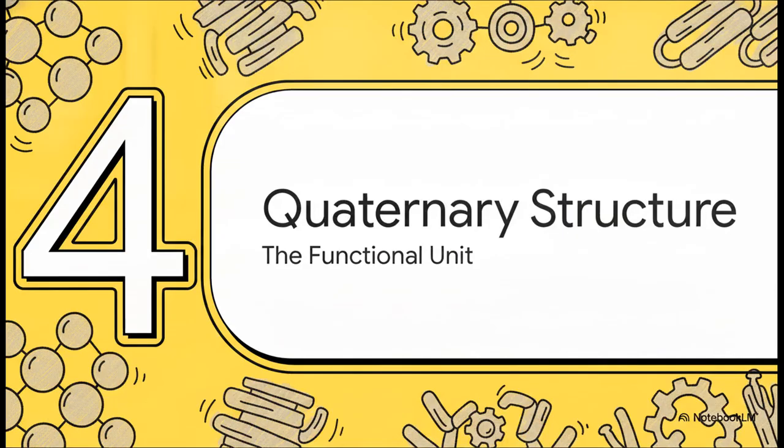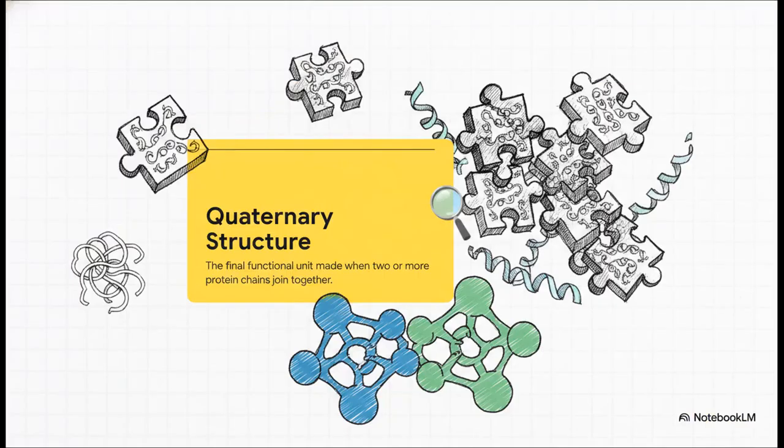Now, for some proteins, that 3D shape is the end of the line. But for our most vital molecular machines, there's one last step. Step 4, quaternary structure, the functional unit. At this quaternary level, a single 3D chain just isn't enough to get the job done. This massive structure is made when two or more distinct protein chains join together. Imagine taking several separate, incredibly complex 3D jigsaw puzzle pieces and then locking them all together to create an even larger, multi-part megastructure. Hemoglobin, the protein that carries oxygen around in your blood, is actually a perfect example of this.